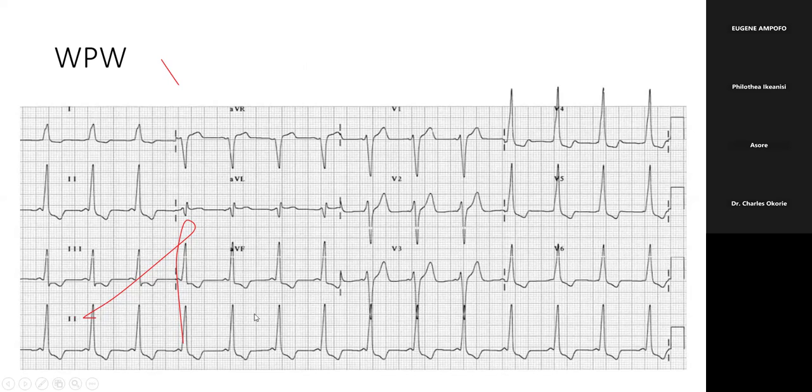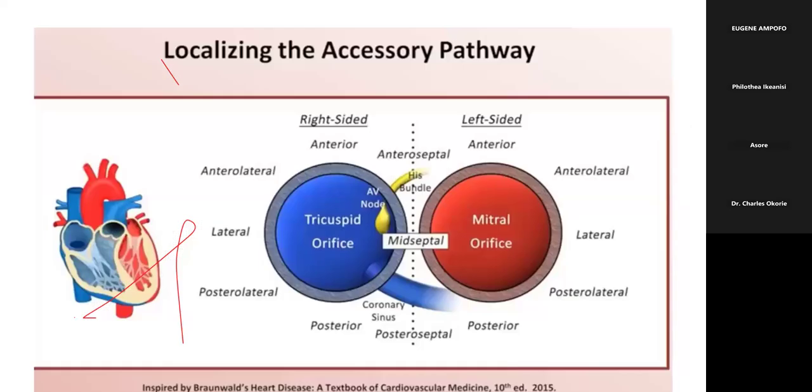So, there's something I got about localizing the accessory pathways. There are various ways one can localize the accessory pathways. So the ECG features.